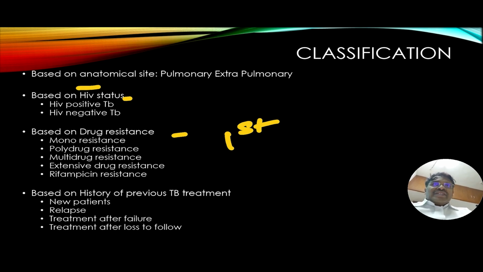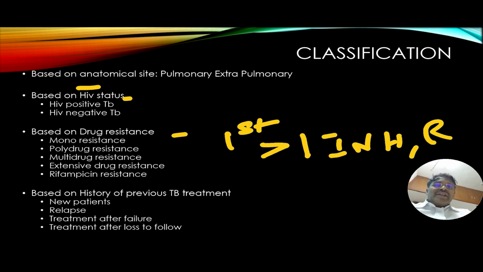Polydrug resistance, when there is resistance to more than one first line anti-tuberculous drug, other than both isoniazid and rifampicin, then it is polydrug resistant. Multi-drug resistance, resistance to at least both isoniazid and rifampicin. Extensive drug resistance, here the resistance to any fluoroquinolone and at least one of the three second line injectable drugs, that is capreomycin, kanamycin, amikacin, in addition to multi-drug resistance. So that is extensive drug resistance. Then rifampicin resistance. This is resistance to rifampicin detected using phenotypic or genotypic method with or without resistance to other anti-tuberculosis drugs. So this is the third class.